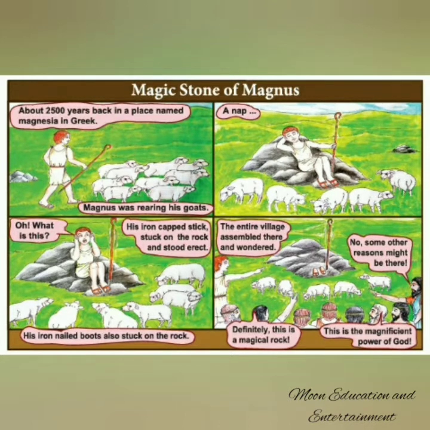By seeing this, the entire village assembled there and wondered. Everyone said it is a magical rock and it is the power of God, and a few said there might be some other reason. People there wondered and they gave so many reasons. Actually, what happened there? Yes, this is a magnetic rock. The people found not only the stick of Magnus but also other materials made up of iron sticking to the stone. More rocks of this kind were found worldwide. Finally, the magnetic rock was named as magnet.